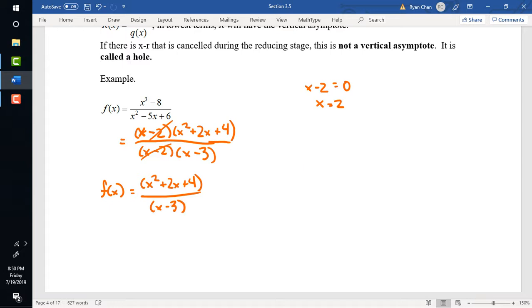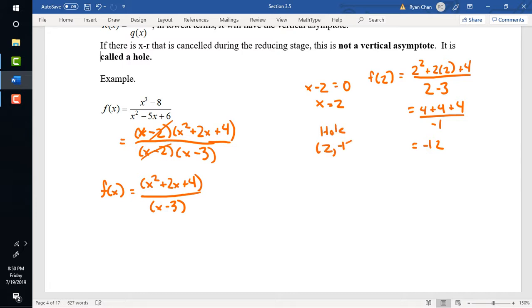Okay. So if I plug f of 2 in, do not plug it into your original, plug it into your reduced form. This will be 2 squared plus 2 times 2 plus 4 all over 2 minus 3. 4 plus 4 plus 4, and negative 1. This equals a negative 12. So the idea is I have a hole at 2, negative 12.